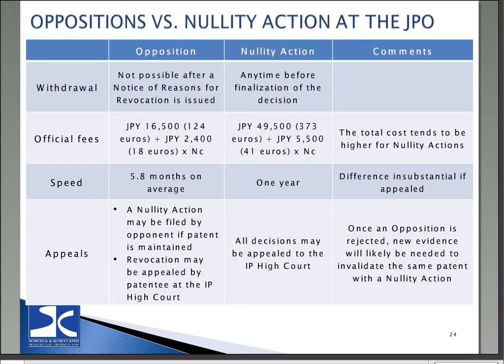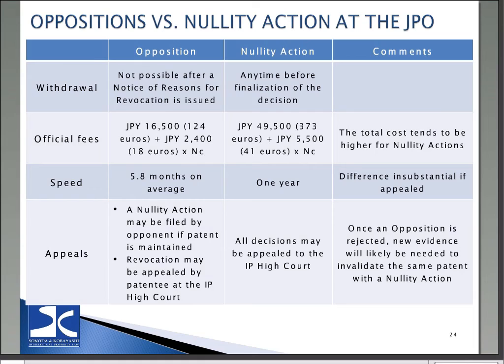In negotiation, for example, you file an opposition or nullity action, and send a message to the patentee that the patent could be invalidated, and start negotiation for a license at a lower fee, for example. The nullity action can be used in that way, but the opposition cannot. That is one big difference.